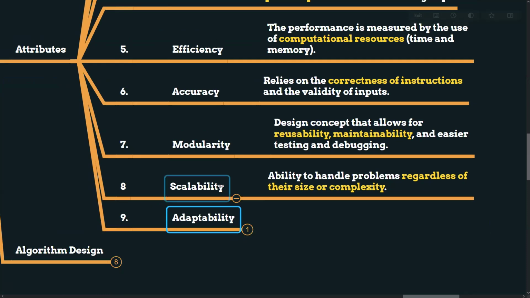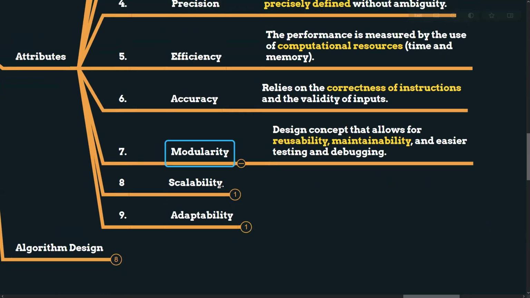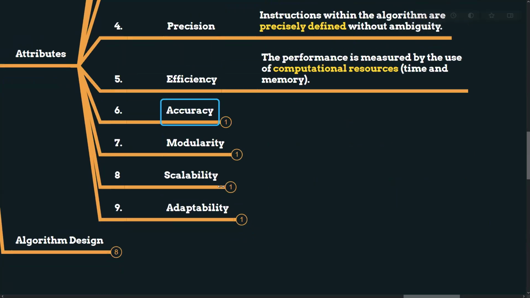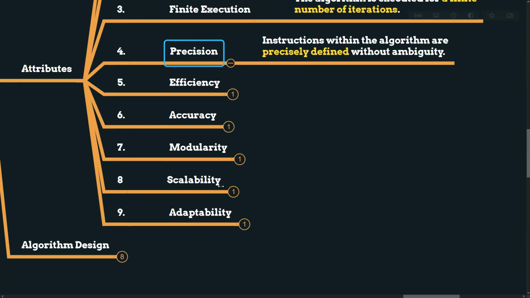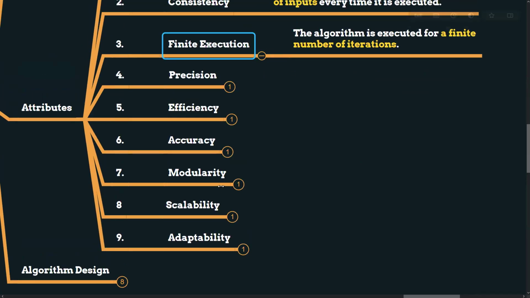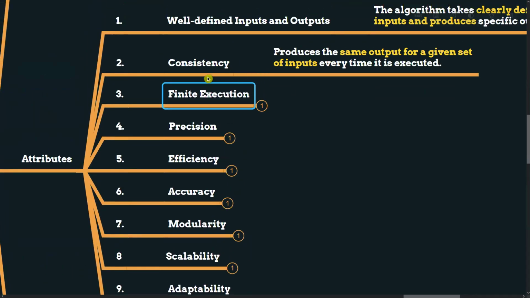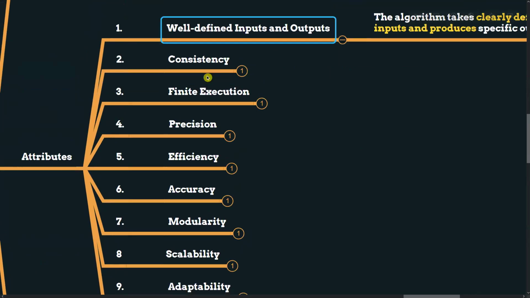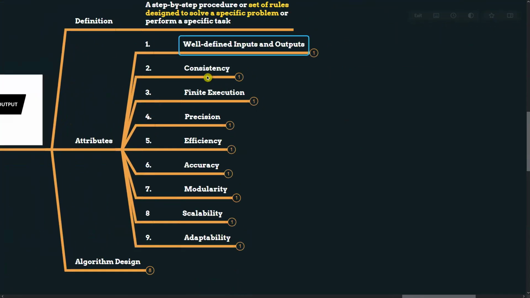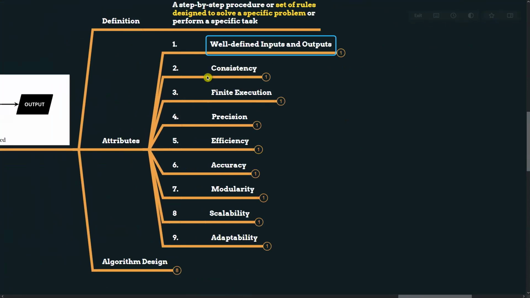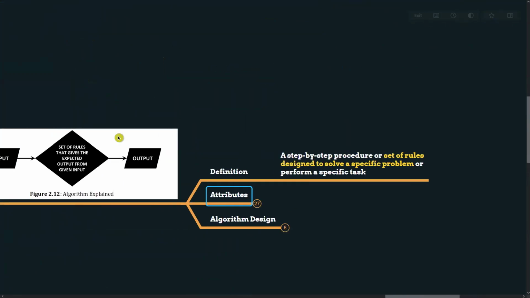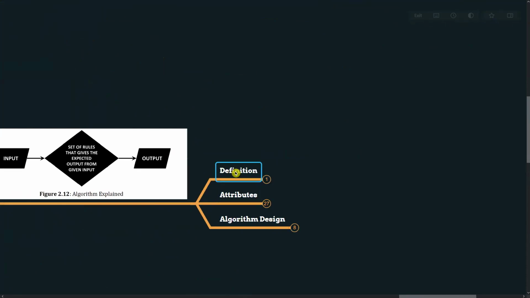It means if we are having an algorithm, like the YouTube algorithm or Google algorithm, right? There are a lot of algorithms there, machine learning algorithms. So if we are finding an algorithm, it should have these characteristics. There should be well-defined inputs and outputs. Consistency should be there. Finite execution, precision, efficiency, accuracy, modularity, scalability, adaptability. So these are the characteristics, we can say.